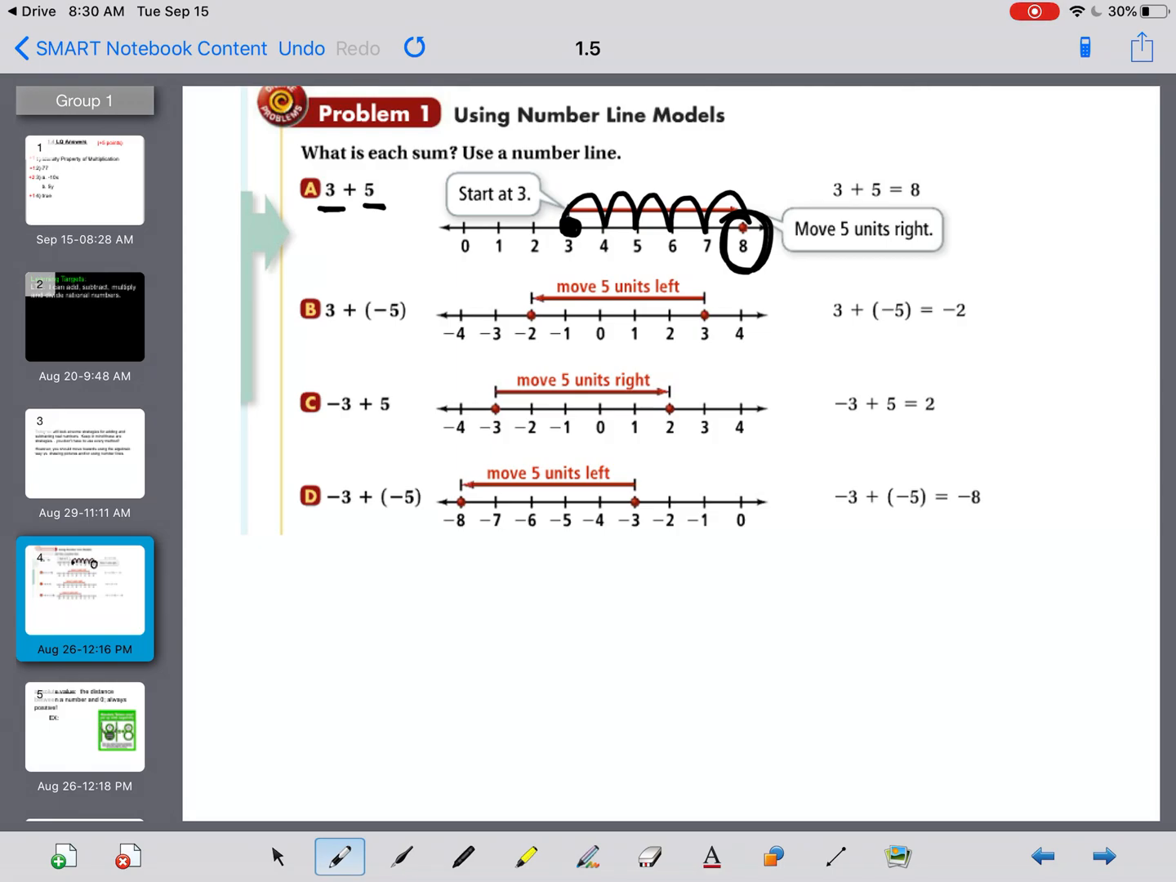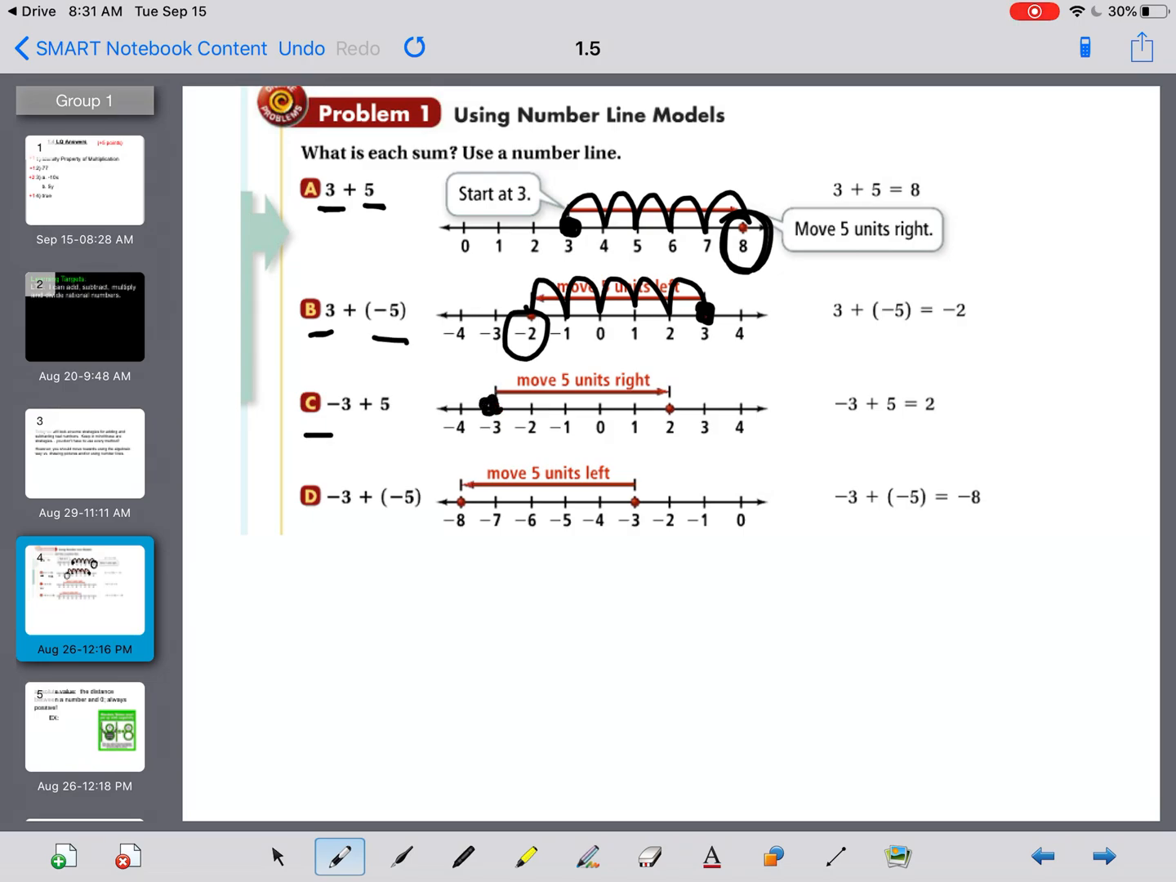Okay, same works if you have negative numbers, still starting at number 3, because that was our first number, but a negative 5 means that I move to the left 5 units. 1, 2, 3, 4, 5, telling us that 3 plus negative 5 is negative 2.